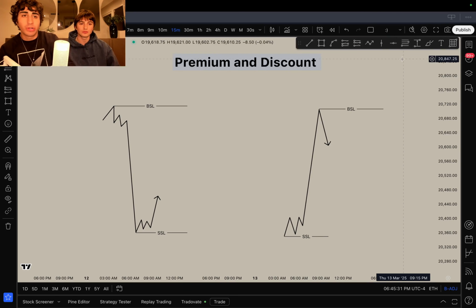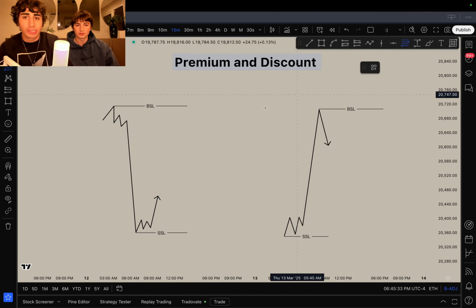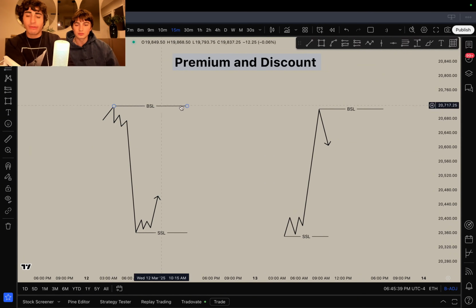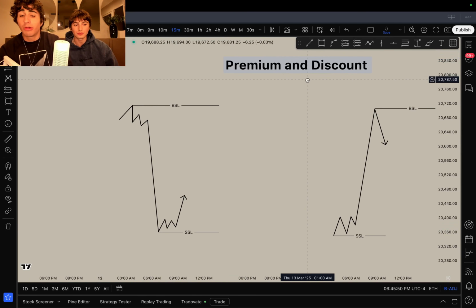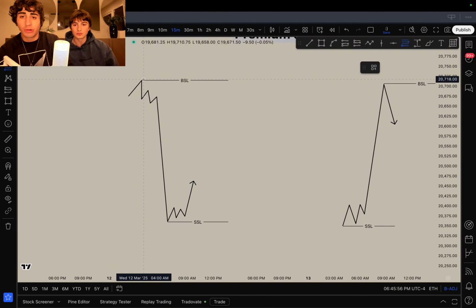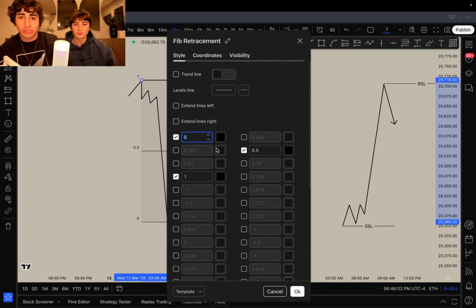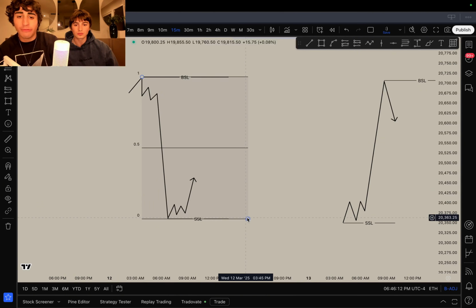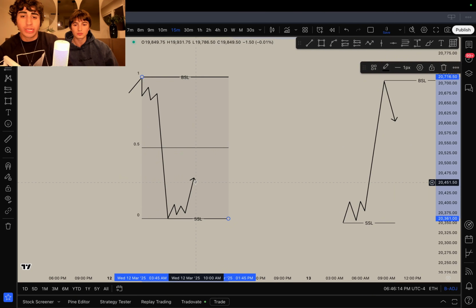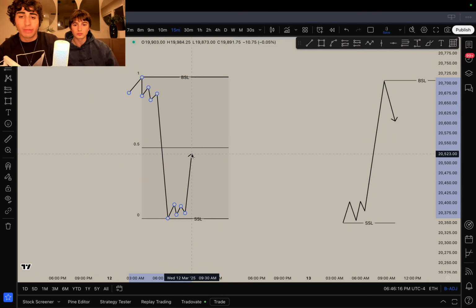So let's show you guys where premium and discount actually lie. In this trading leg, we have a very obvious impulsive swing high and swing low. Let's say in this scenario that we are bearish. We're going to be drawing out our fib tool from the swing high all the way down to this swing low. Really quick, I just have 0.5 here and 1. If I want to be shorting, I want to see price trade into equilibrium of this range. The 0.5 is called equilibrium.